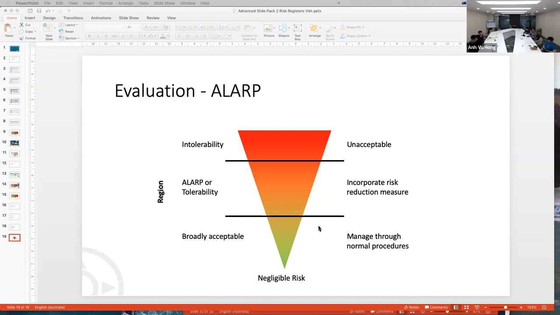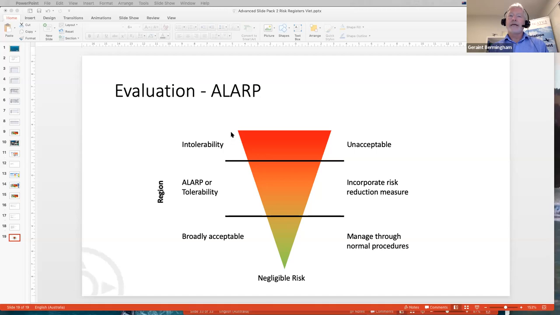Yes. But I'm guessing not everyone in the course is familiar with the term ALARP. Some people clearly are, so I thought it'd be useful just to talk about that. This is a way it's often shown diagrammatically: the ALARP triangle.